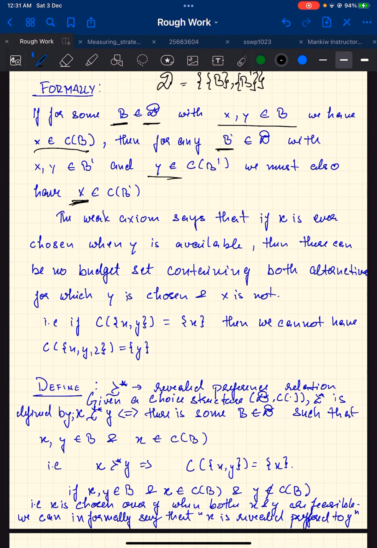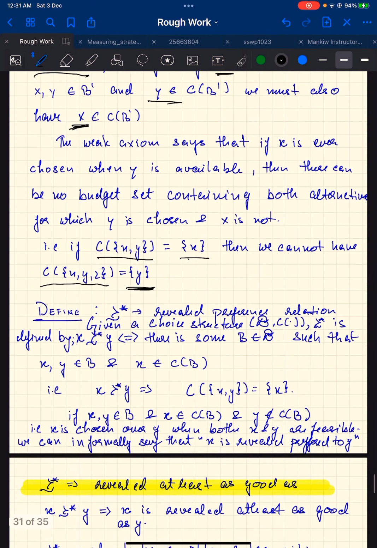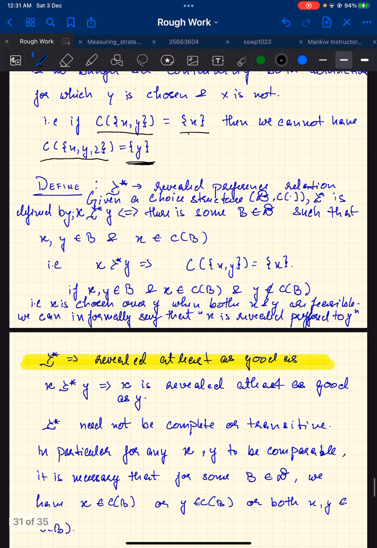Again stating, we're just saying that if the individual has a choice between X and Y and chooses X, then we cannot have a situation where, faced with the choice between X and Y and any other element, the individual only chooses Y and does not choose X. This is what brings us to defining our revealed preference relation, which is what we set out to understand.